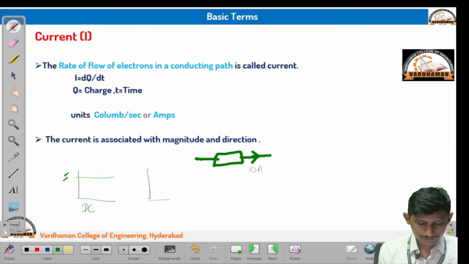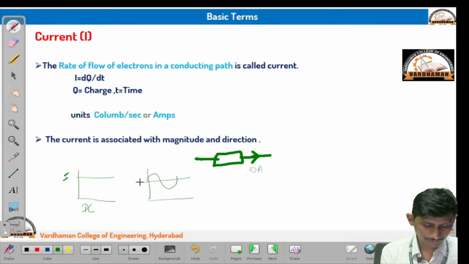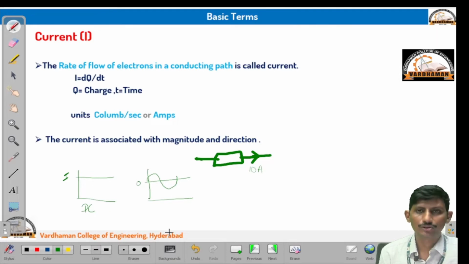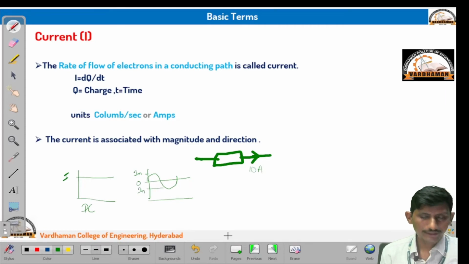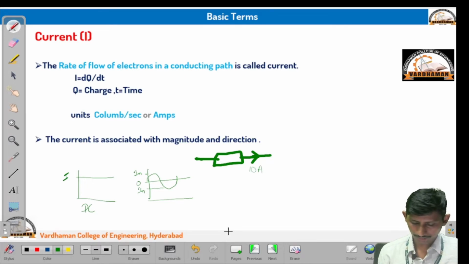the current is expected to alternate between positive and negative values. The center average is 0, and it is expected to vary between Im to minus Im. We will study in detail about AC current later. For now, I am sticking to only DC concepts.